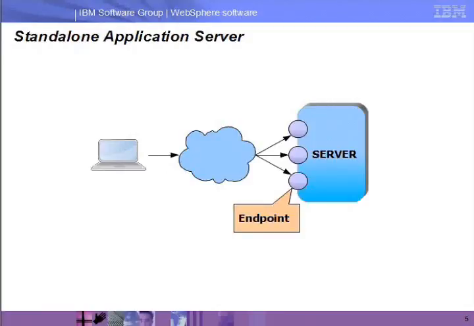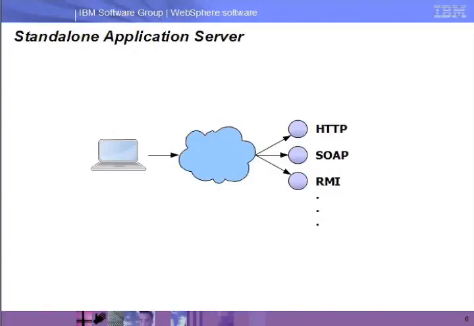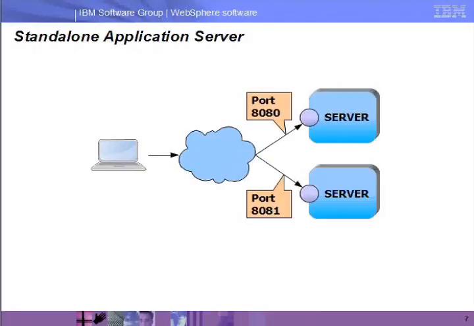WebSphere Application Server comes pre-packaged with the ability to work with a variety of protocols. Each of those protocols has a corresponding endpoint in a server. Each endpoint is configured to listen on a specific port. The supported protocols include HTTP, SOAP, RMI, SAS, SIP, and more. Each application server defines its own set of endpoints, each of which must be unique for a particular machine.